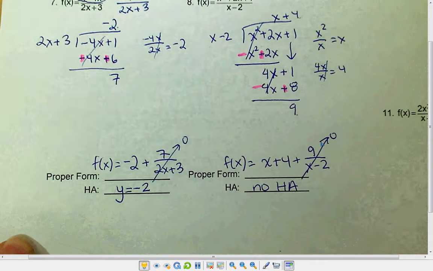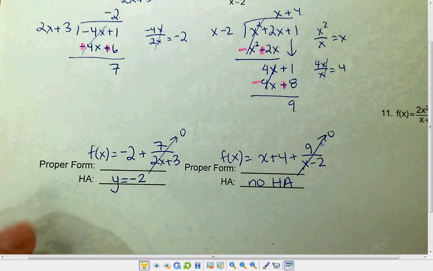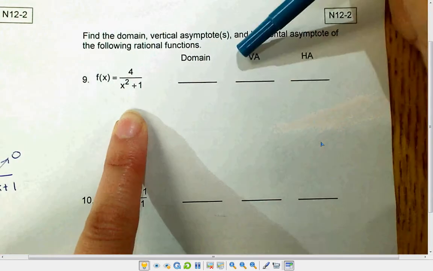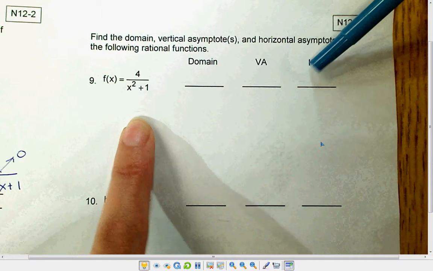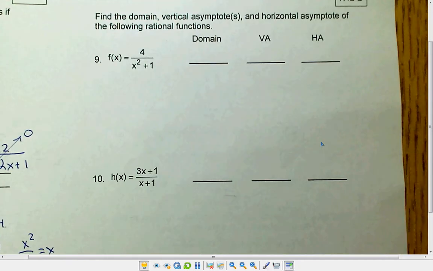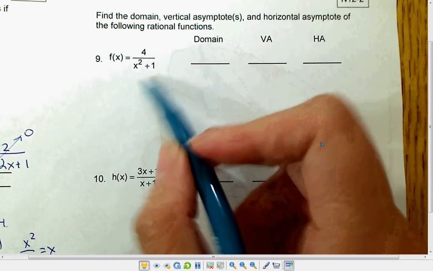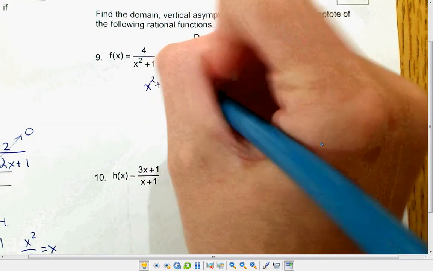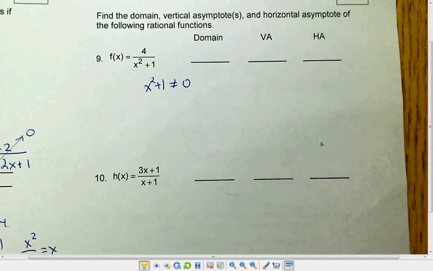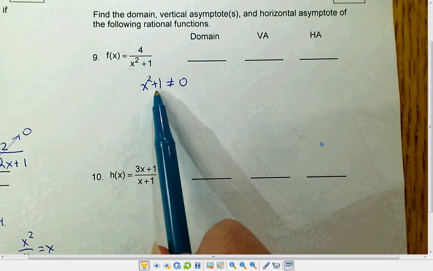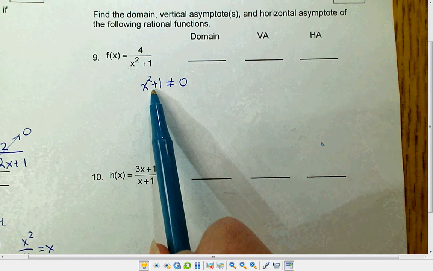Okay, so now we're going to put this together with what we learned yesterday. And for each problem, we're now going to determine the domain, vertical asymptote, and horizontal asymptote for each of these rational functions. So let's start off with number 9 here. So for our domain, we're just looking at the denominator. We're saying x squared plus 1 does not equal 0. Again, this is not difference of squares. This is not a difference because it's plus, not a minus.